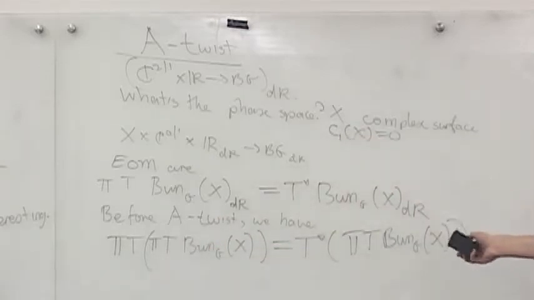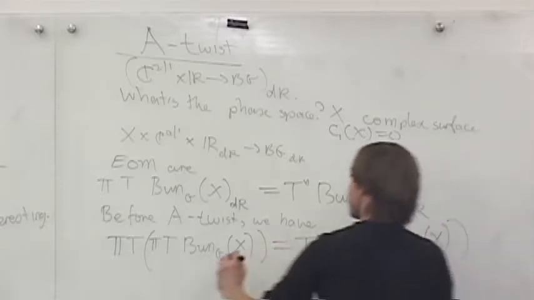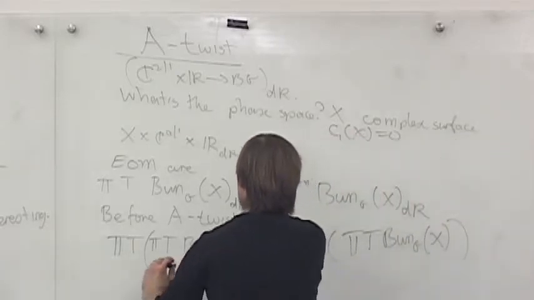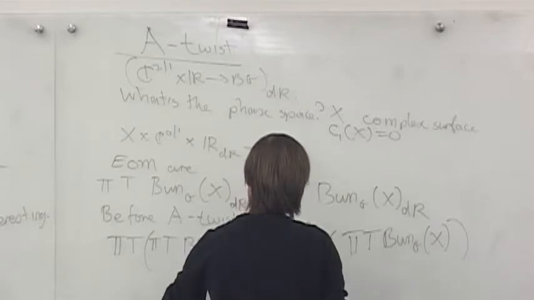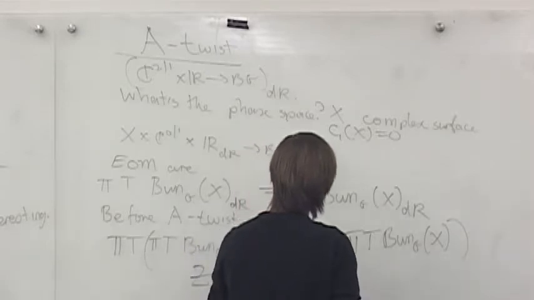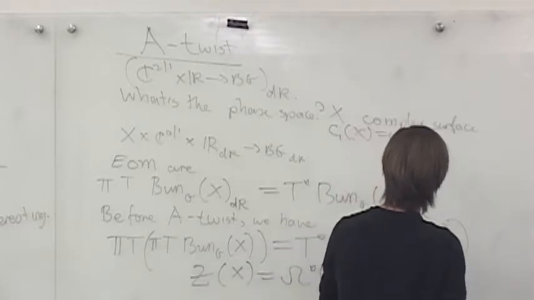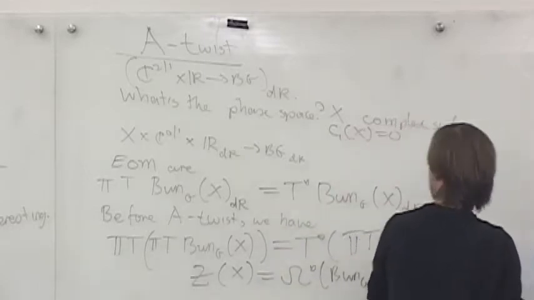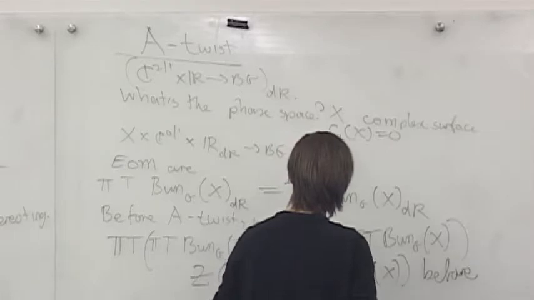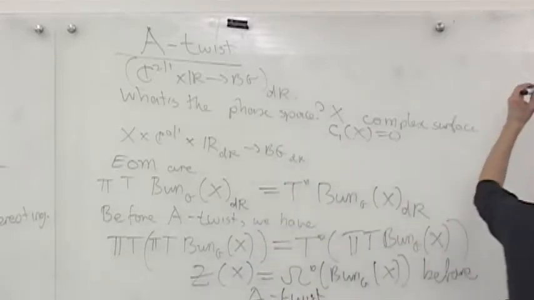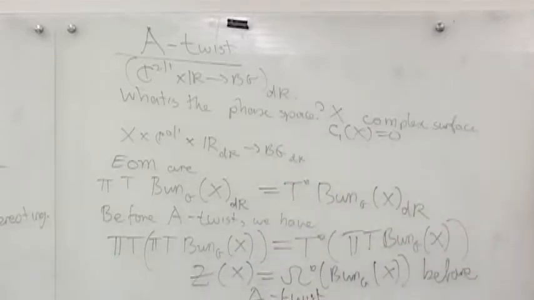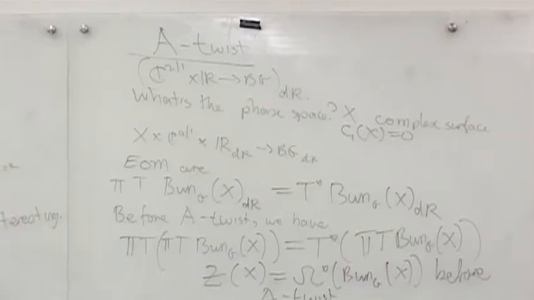So we find, before the A twist, Z of X is going to be differential forms on Bun_G of X, before the A twist. And what we find is the A twist introduces that RAM differential.